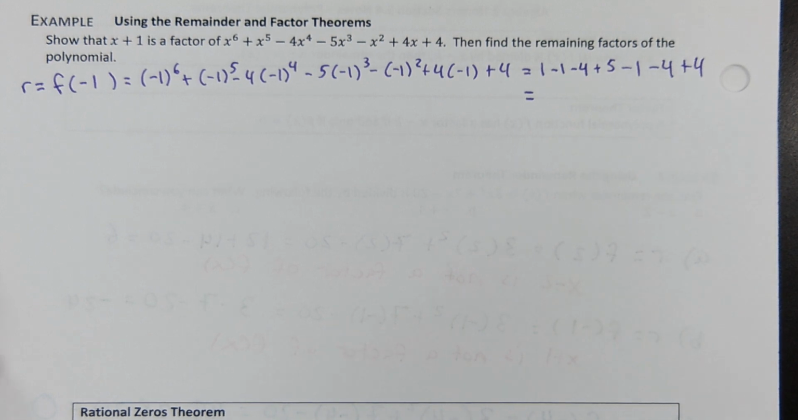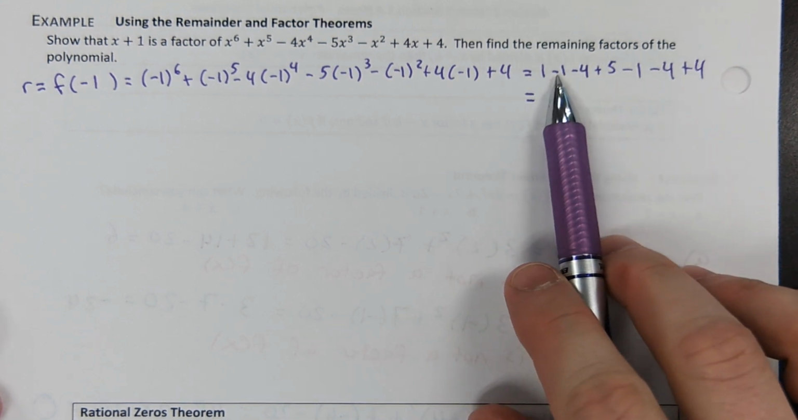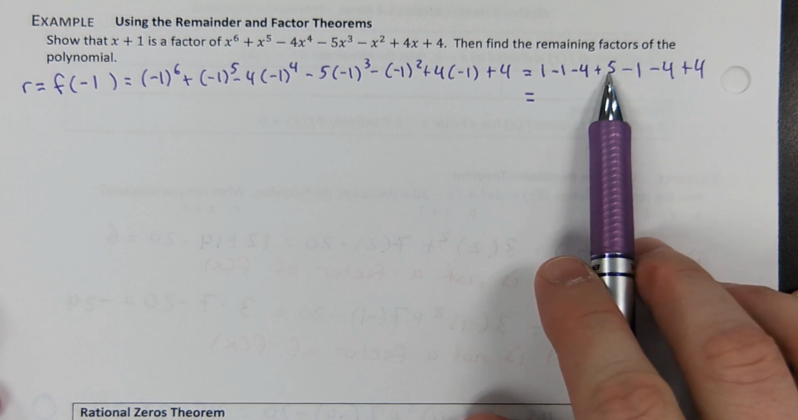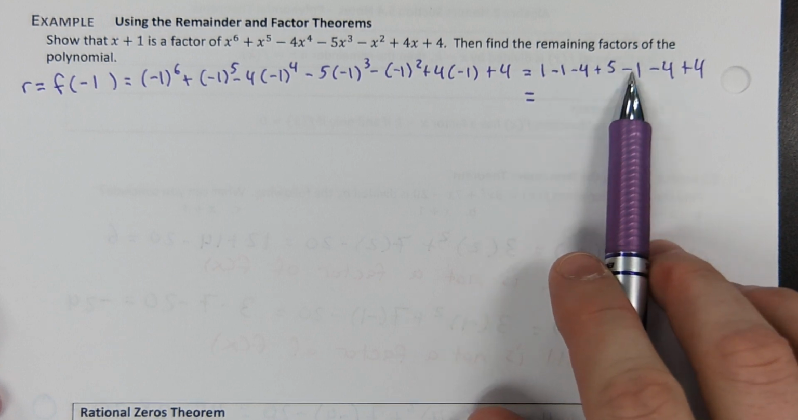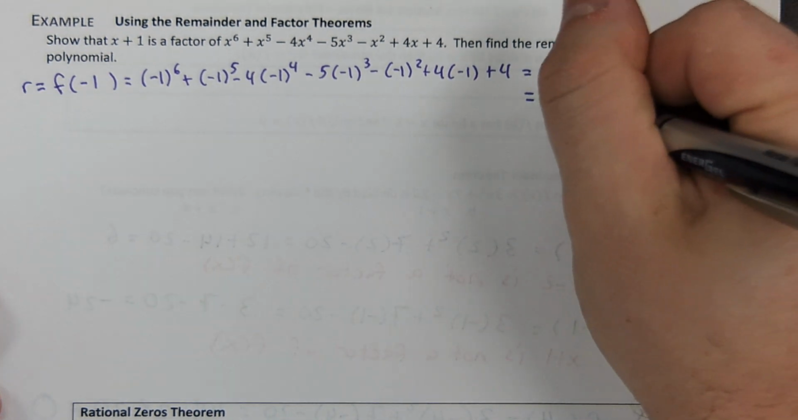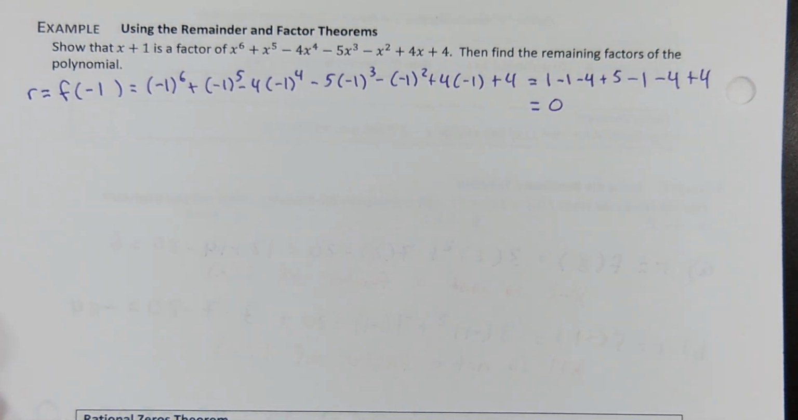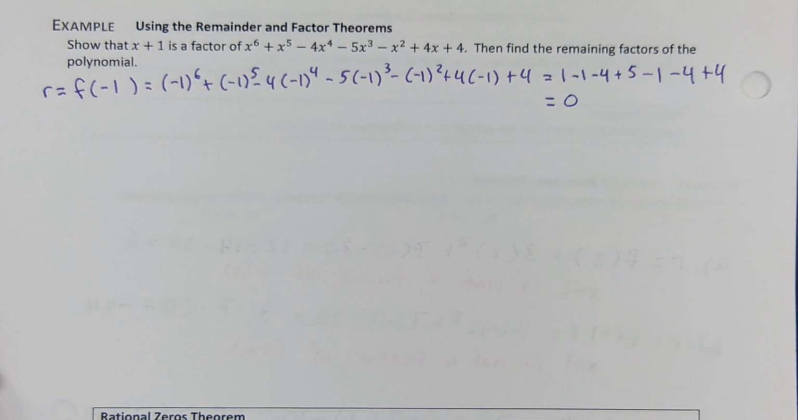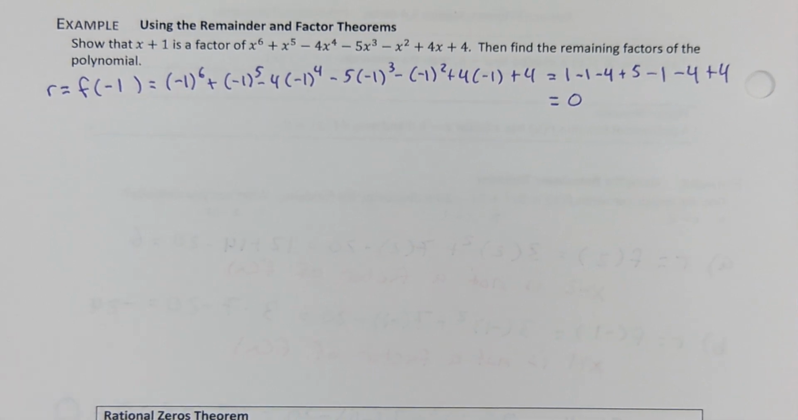Well, let's see. 1 minus 1 is 0. 0 minus 4 is negative 4. Negative 4 plus 5 is 1. 1 minus 1 is 0. And negative 4 plus 4 is also 0. So yes, it works. And if that hole hadn't been there, I'd have been able to write equals 0 and squeezed it in. Shucks, shoot, darn.